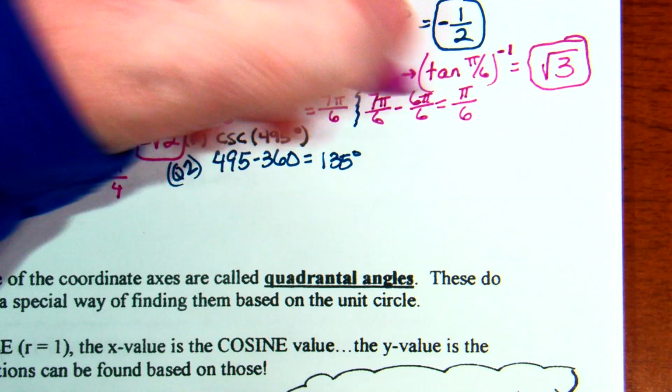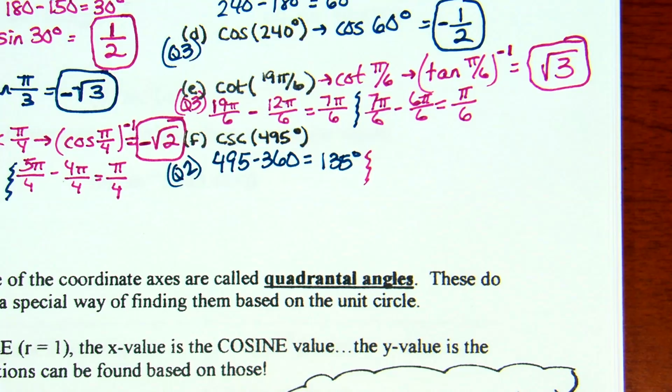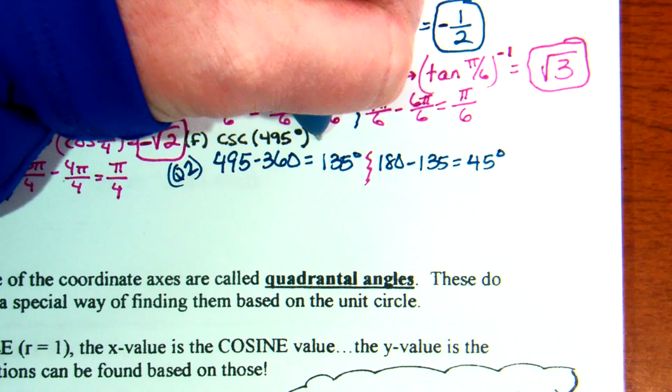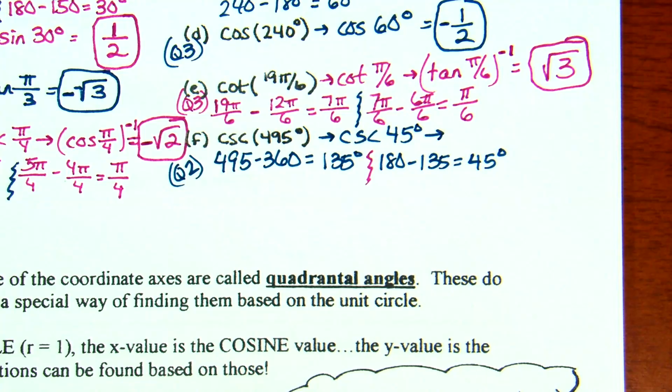Okay. Now, it is in quadrant 2. So if it's in quadrant 2, where is it closest to the x-axis? In other words, how do I find my reference angle? Yeah, it's over there closer to 180. So this time I'm going to do 180 minus 135. And 180 minus 135 is 45. So we're going to be finding the cosecant of 45 degrees.